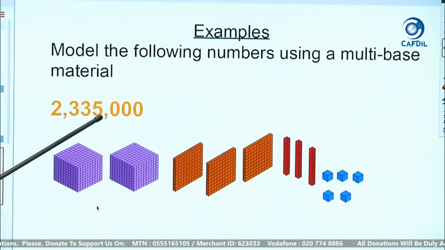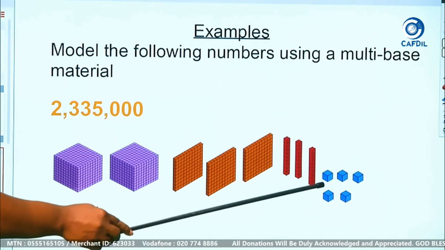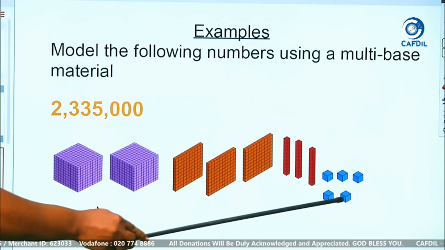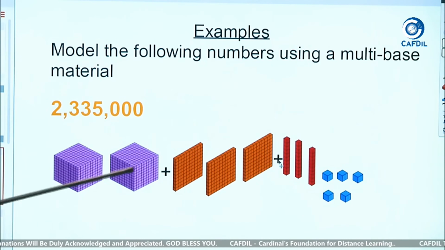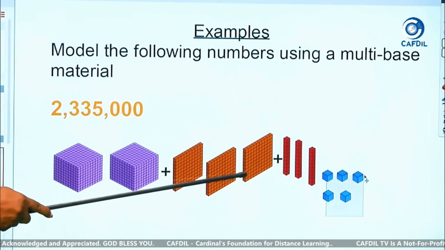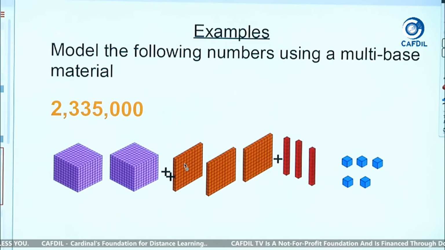All right, and the last one, which is the 5, it is 5,000, meaning we have to use 5 units. 1, 2, 3, 4, 5. So by modeling, we have 2 blocks plus 3 flats plus 3 long or rod, and then plus 5 units. When we add all these, the value will be 2,335,000. Learners, let's move to the next one.